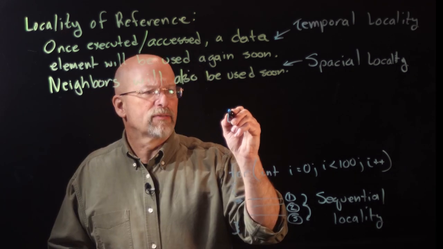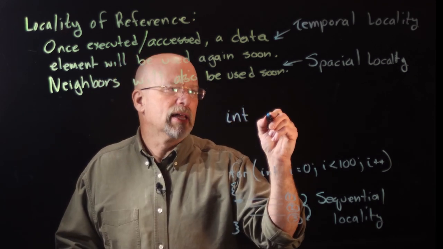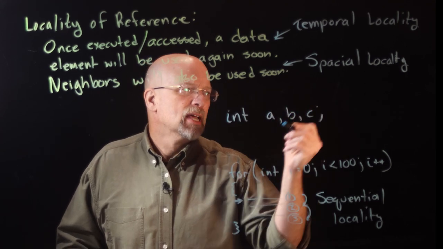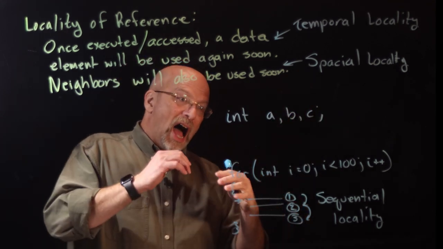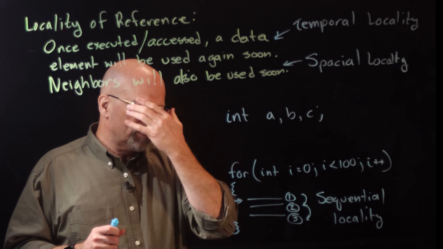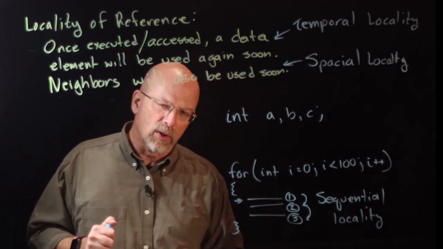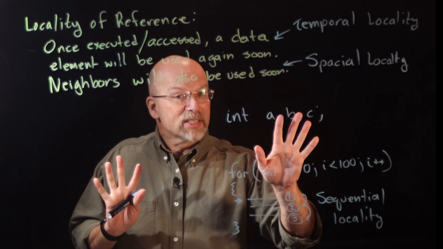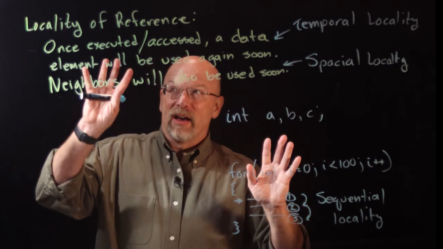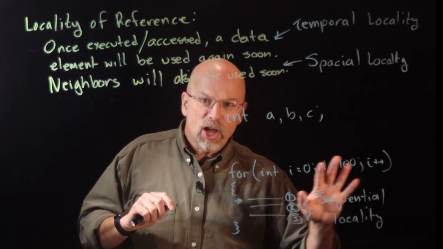Now, how does that work with data? Well, when you're declaring variables, like I'm going to declare int A, B, C, these three variables, I've declared them together, which more than likely means that they're being used together in the same portion of code. So variables have exactly the same sort of concepts of locality that code does.